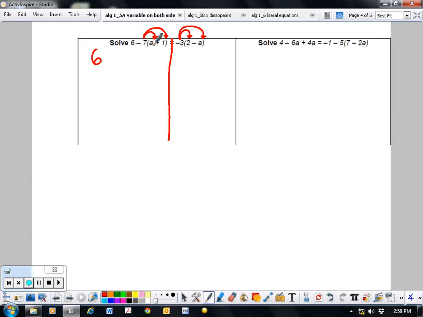So minus 7 times a is minus 7a. Minus 7 times 1 is minus 7. On this side, minus 3 times 2 is minus 6. A minus 3 times minus a, so negative times negative gives me positive 3a. So my right-hand side's good. I've got an a term, I've got a constant, but on the other side, the left-hand side, I've got a 6, and I've got a minus 7. They're both constants, they have to combine. So 6 minus 7 would give me negative 1.